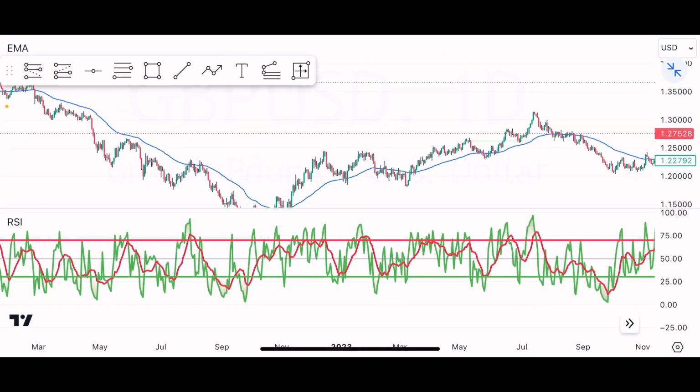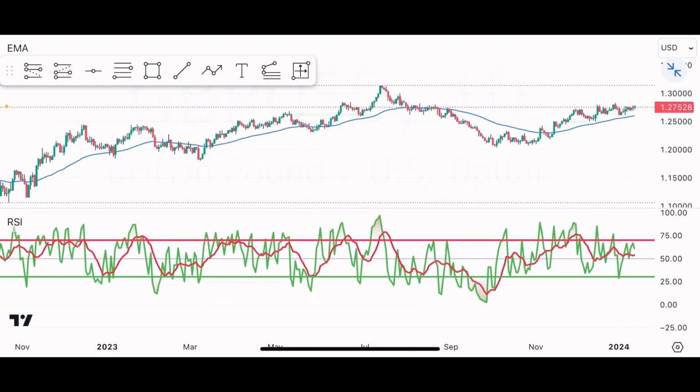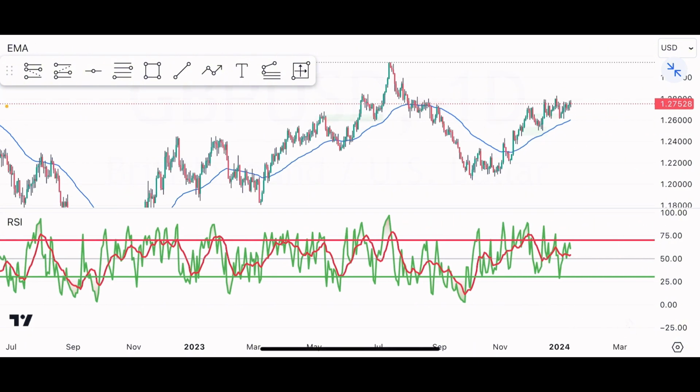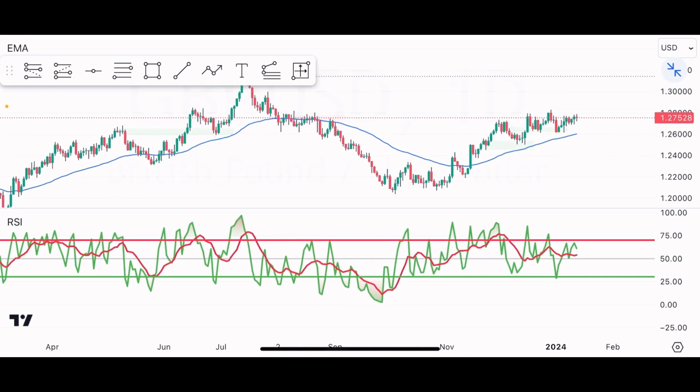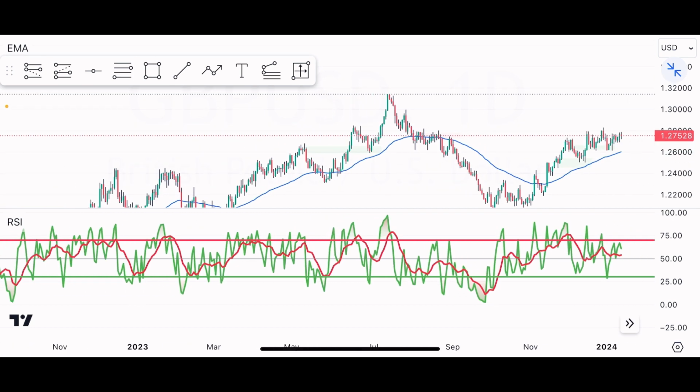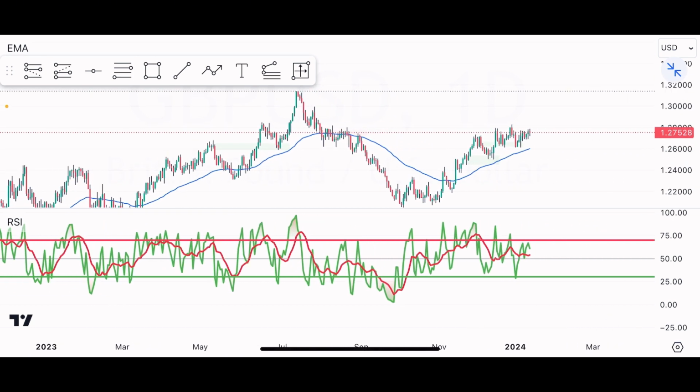My RSI setting is not the regular one, so you want to play with the setting and know which one works best for you. For me, my RSI setting is 4. Play with it and know which one works best for you. That's it on indicators, guys.